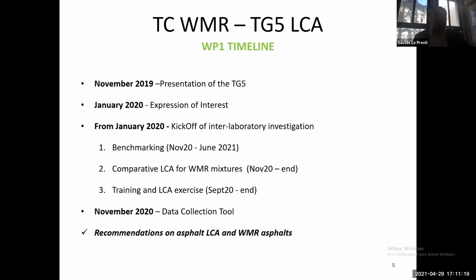Very briefly, as we said, we started in November 2019, and we started data collection in 2020. We provided some templates, and now we really will need some data from you. Today, hopefully, we can help you with that. Next slide.